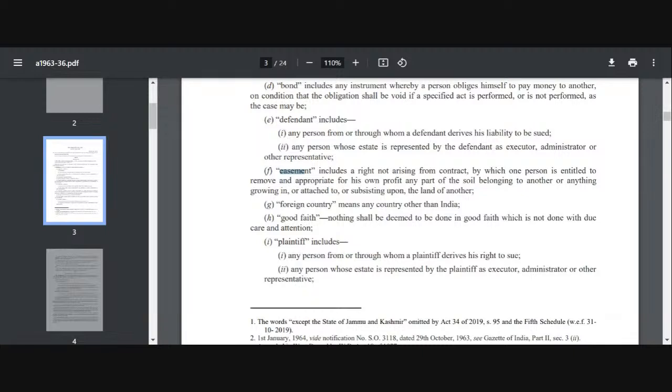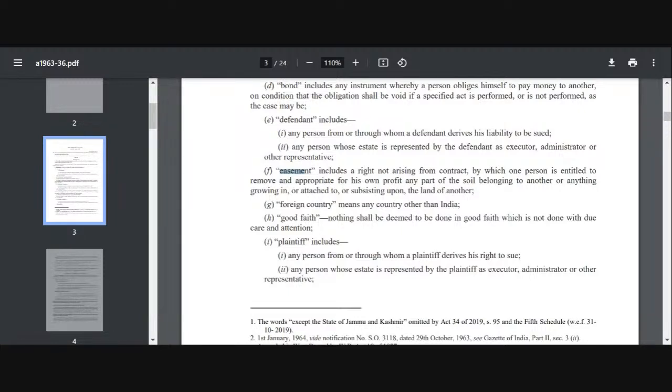any part of the soil belonging to another, or anything growing in or attached to or subsisting upon the land of another. So this is really important. 2 clause F defines easement, which is a right not arising from contract. Remember that. And a person gets entitled to appropriate or remove anything from that land for his own profit, right? For his own profit, he is doing this.